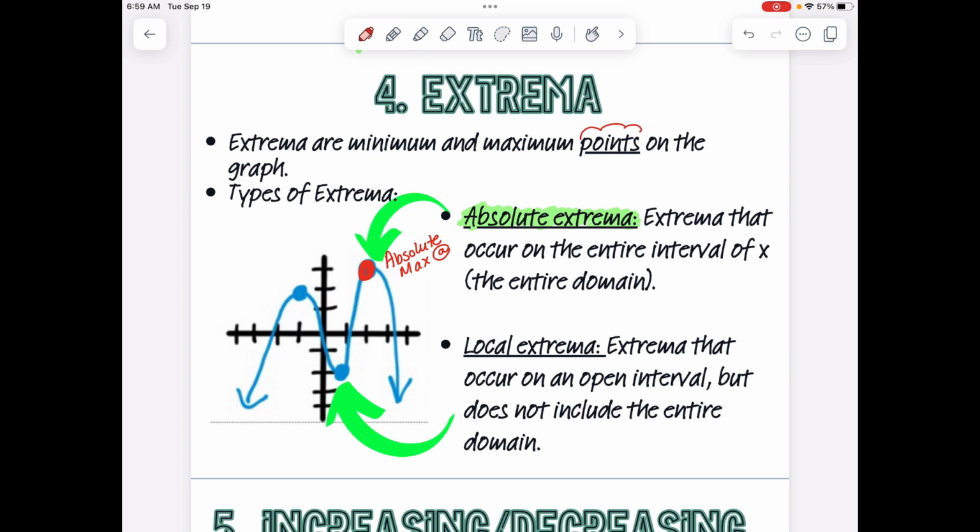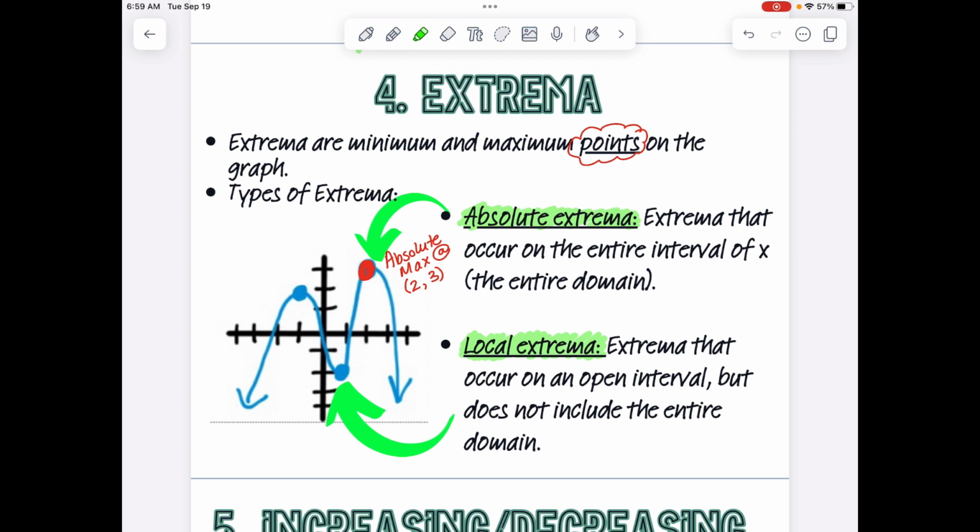Okay, so I underlined points up here for a reason. These are points, x comma y. This max exists at (2, 3). That is an absolute maximum. We do have things called local extrema, and that means that it's either a peak or a valley, but it's not the highest or lowest point on the graph.